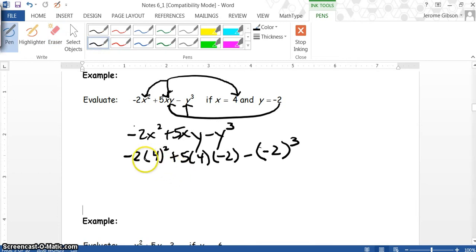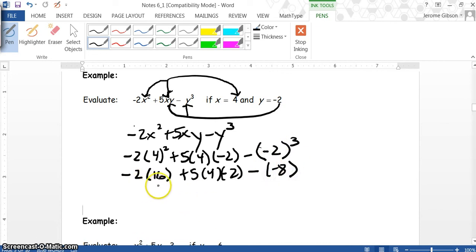Now our next step, we look at what we have here. First of all, these parentheses, they're already done. So what we're looking for next is the exponents. We have an exponent here and an exponent here. So we know 4 to the second power will give us 16. And negative 2 in parentheses to the third power will give us negative 8.